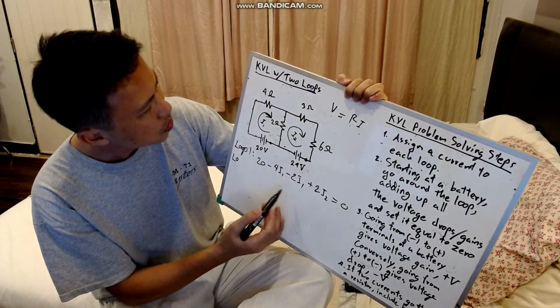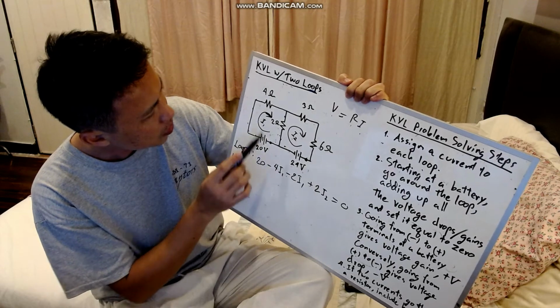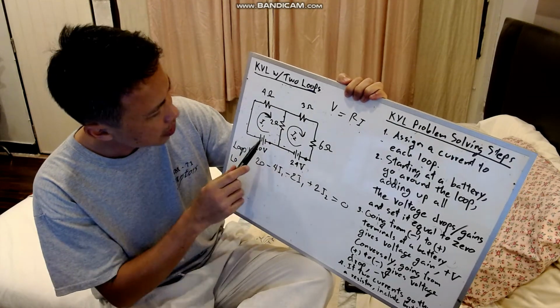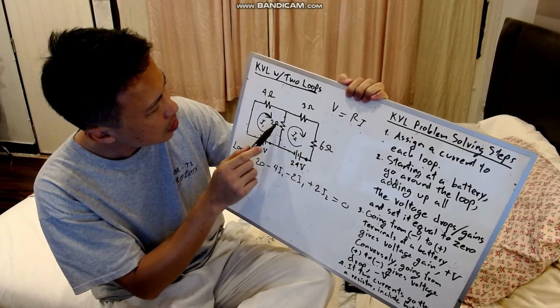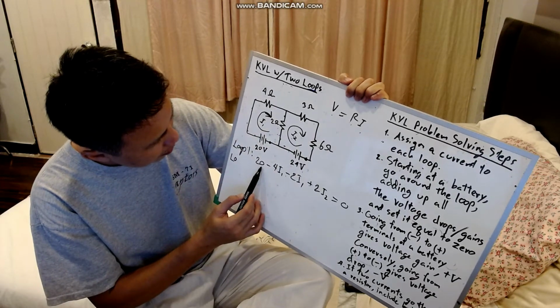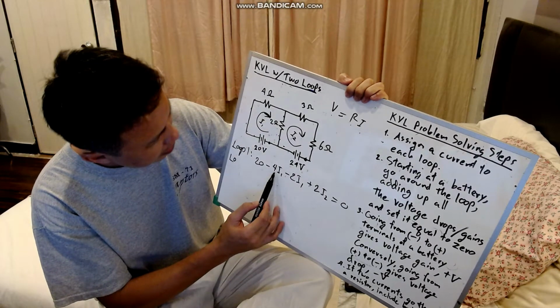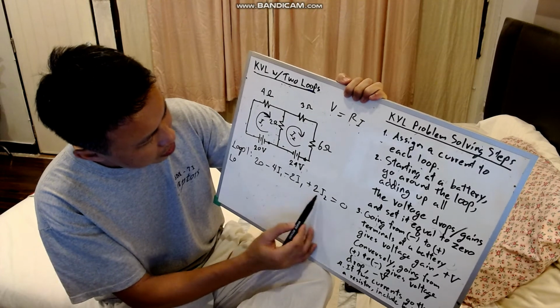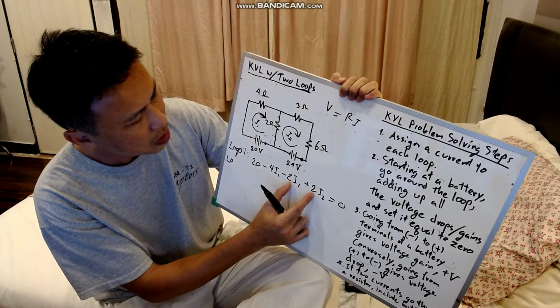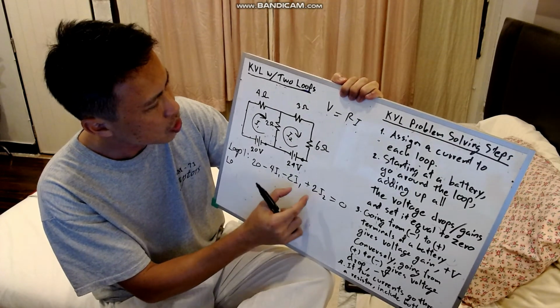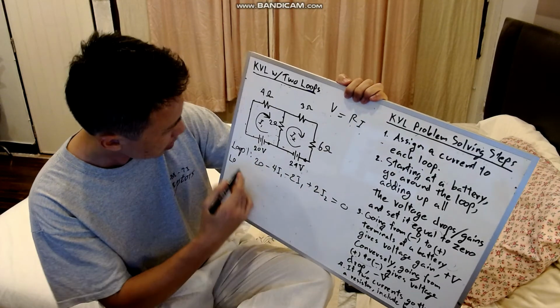So now you should check. In loop 1 you have 3 things: a battery and 2 resistors. You got 1 battery right there, and you got the 4 ohm resistor and the resistor right here. So 2 resistors, that's why you have 2 terms. Now loop 2.